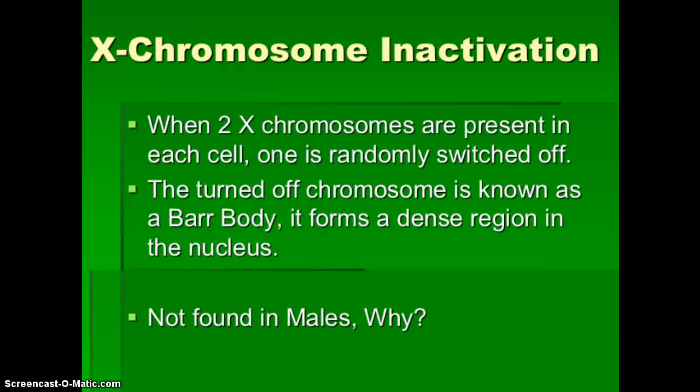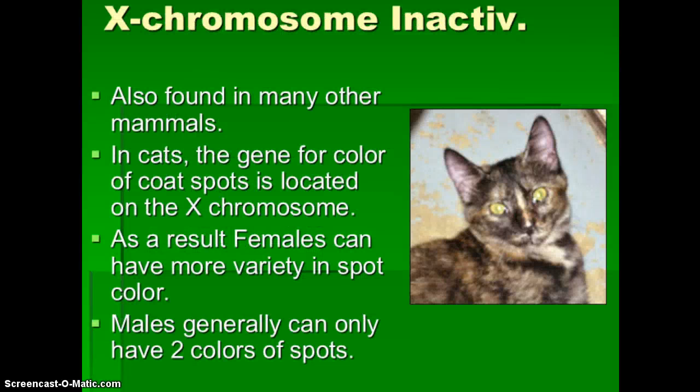Another thing that can happen with our sex-linked chromosomes is something called X chromosome inactivation. Basically, when there are 2 X chromosomes present in each cell, one is randomly switched off. The turned-off chromosome is known as a bar body, and it forms a dense region in the nucleus. If this focuses on 2 X chromosomes, why is it not found in males? Well, reminder: males only have 1 X chromosome while females have 2 X's. That's why we're going to see this in females versus males. It's found in many mammals. In cats, the gene for color coats is located on the X chromosome.